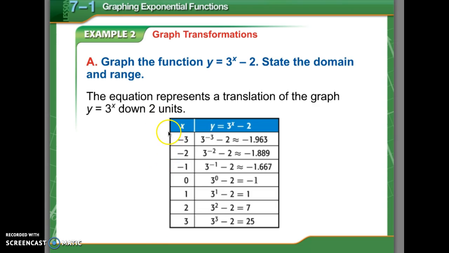So if we just use the values, like we could do -2 up through +2 for our table, we would just find 3 to each of those powers and then subtract 2 from each of our answers. And you can see that we get these values, so now we're just going to graph those values on a graph. And each of these are obviously coordinate points: (3, 25), (2, 7), (1, 1), (0, -1), and so forth.